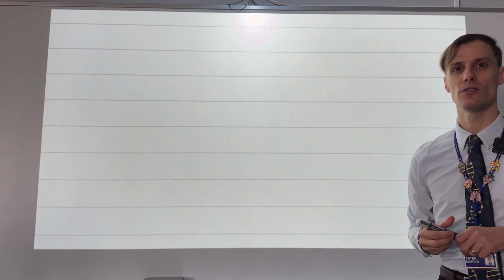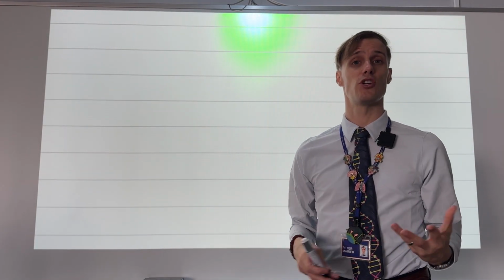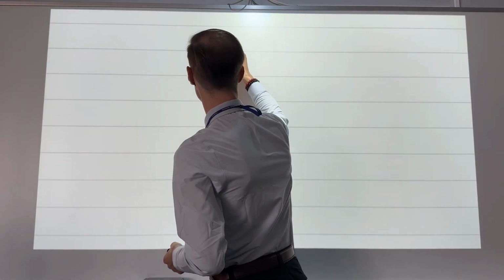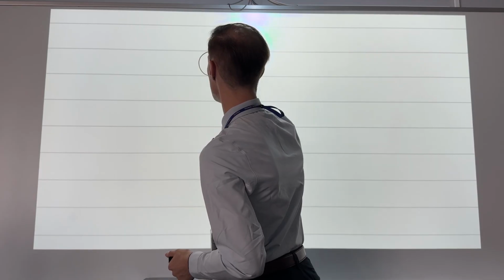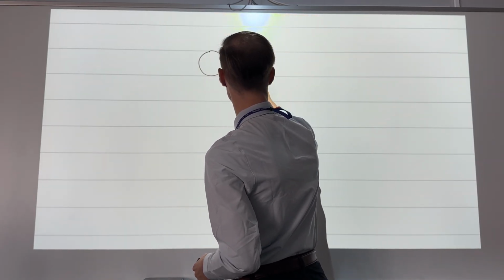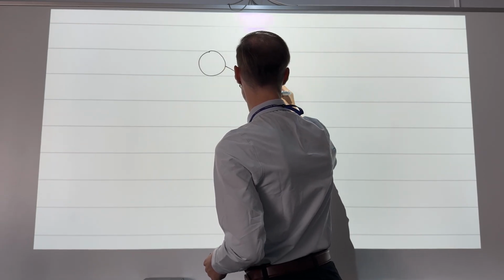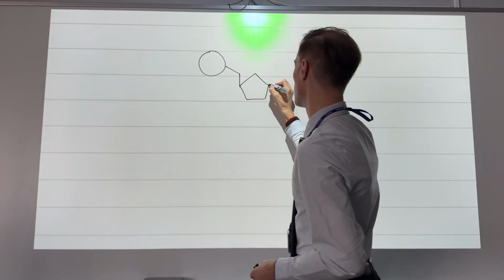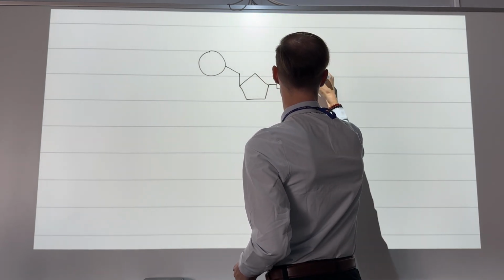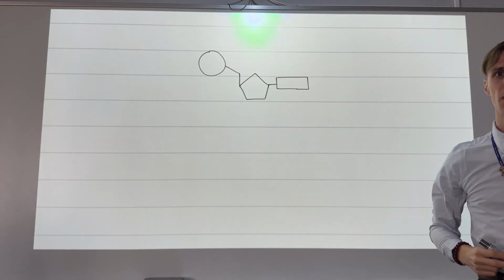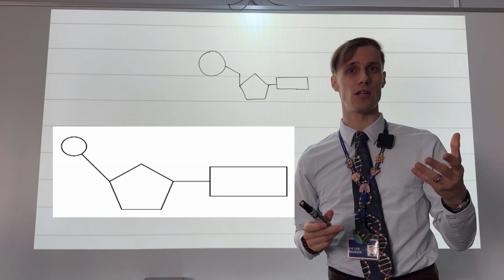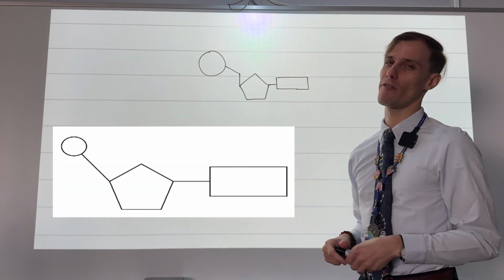So when drawing a nucleotide, we're really just going to use 3 different shapes: a circle, a pentagon, and a rectangle. So the circle represents the phosphate group. This is going to be attached to a pentagon. Like so, and that pentagon is going to be attached to a rectangle. Now, notice that my drawing slightly differs from the drawing that I have in my notes and what the IB recommends, but this is actually my preferred way of drawing.